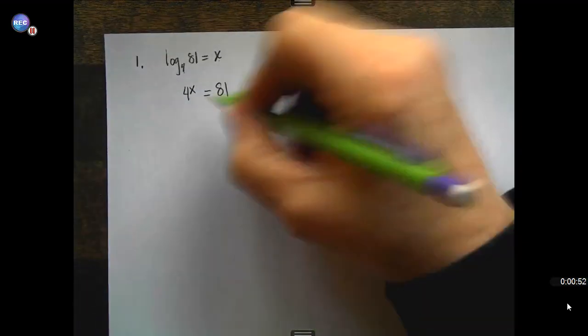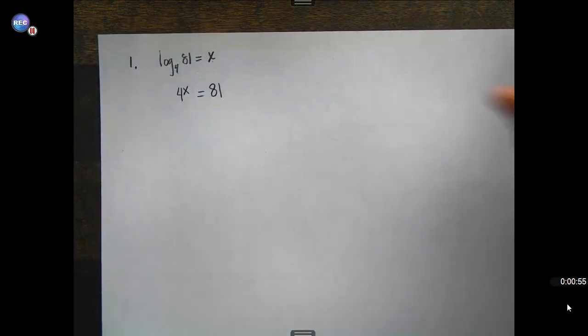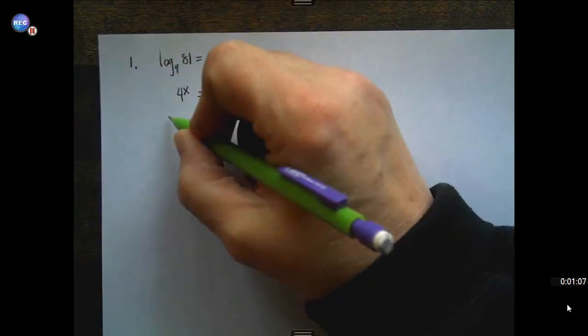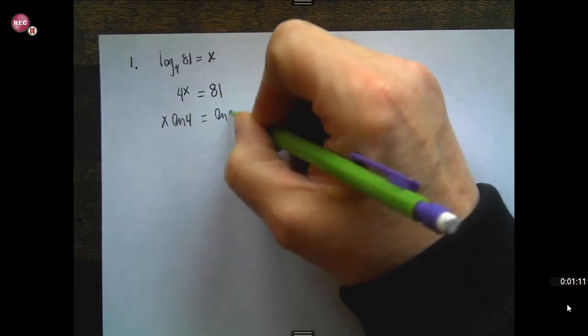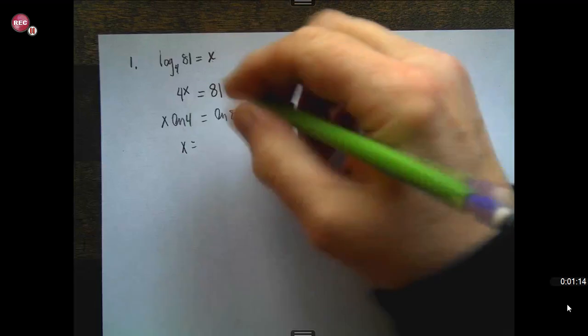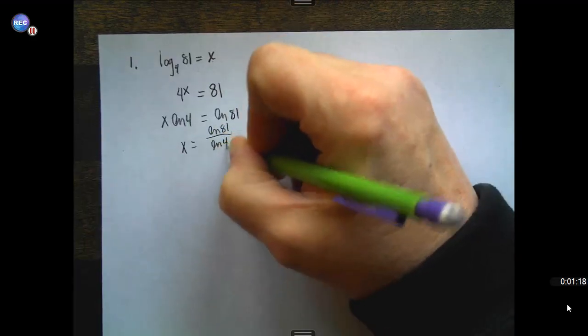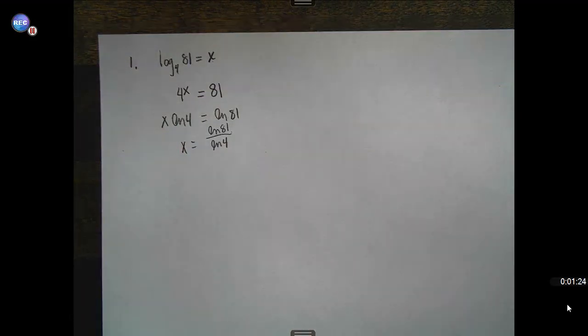And I think that I probably meant for this to come out even, but obviously I can't write 81 in base 4. So it's not going to come out even, which means that I have to use the natural log to solve. So this is x times the natural log of 4 equals the natural log of 81. So x is the natural log of 81 over the natural log of 4. And then we would go to our calculator and figure that out.